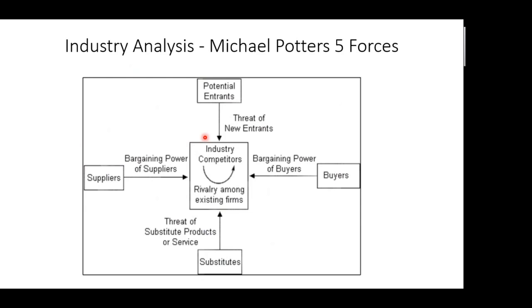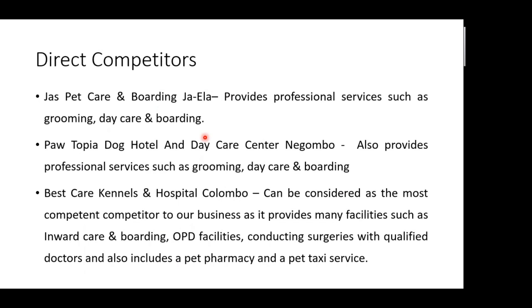So, hope it is very clear to you all. And then we are moving to the examples. So here, the direct competitors, taking the same example of the pet care setup. So Yas Pet Care and Boarding in the area, Jayala provides professional services such as grooming, daycare, and boarding. And there's another one. So likewise, the direct competitors and the other forces you can explain here.